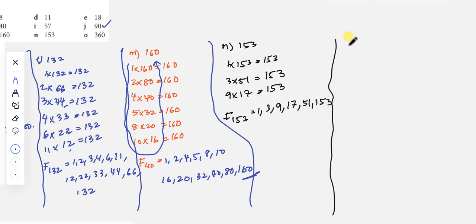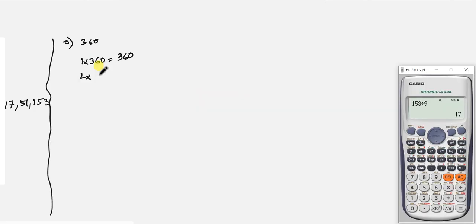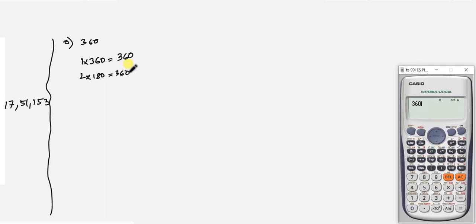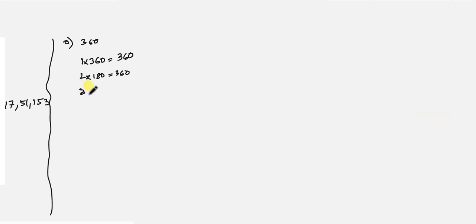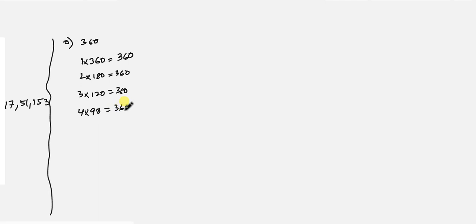Okay, to our final question: 360. So 1 times 360 is equal to 360. 360 divided by 2 is 180, so 2 times 180 is equal to 360. 360 divided by 3: 3 times 120 is equal to 360. 360 divided by 4: 4 times 90 is equal to 360.